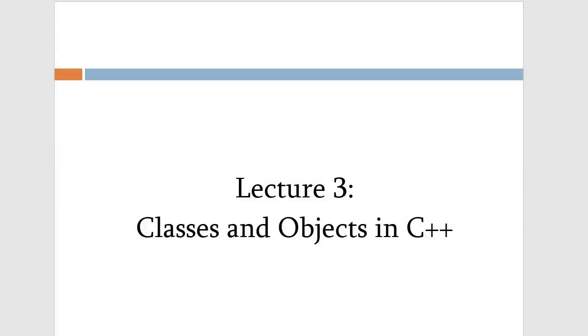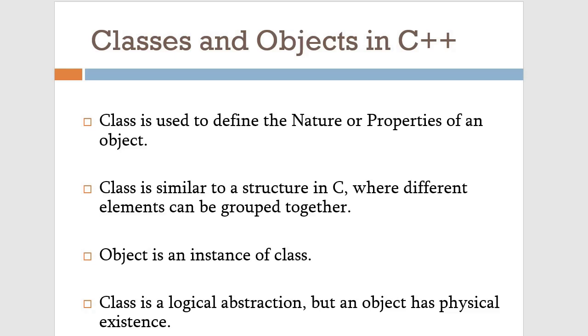This is lecture 3 of this video series, and today we are going to talk about classes and objects in C++. What is a class? A class is used to define the nature or properties of an object. So it is one entity that holds the different properties. A class is similar to a structure in C where different elements can be grouped together.